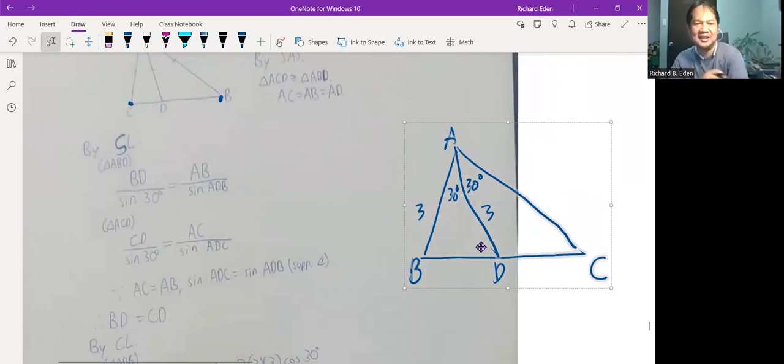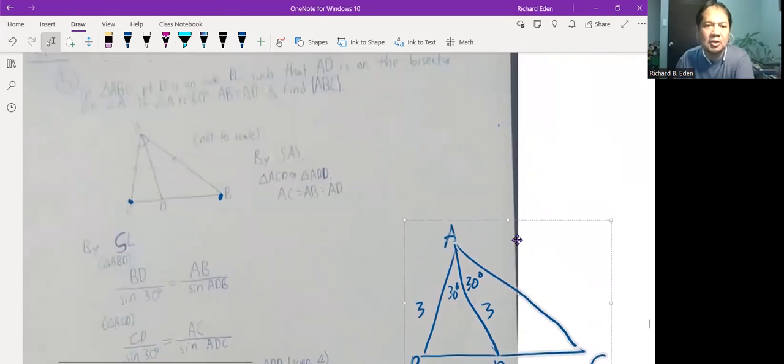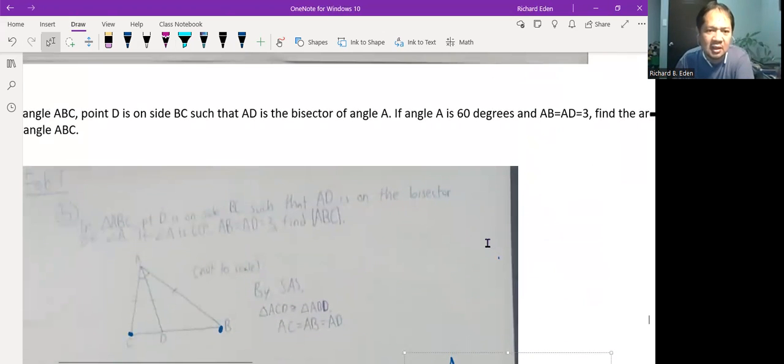So aside BD over sine 30, and then AB over sine ADB, and then CD over sine 30, AC over sine ADC. And because AC equals AB, wait, hold on, sorry, naguluhan ako, ano ba talaga yung equal? Di ba AB equals AD?